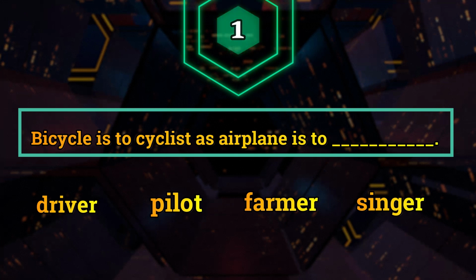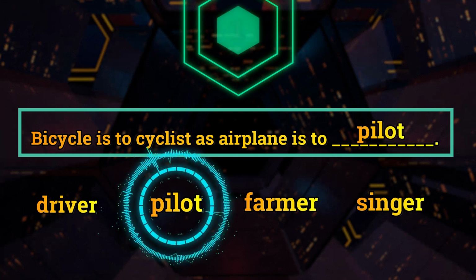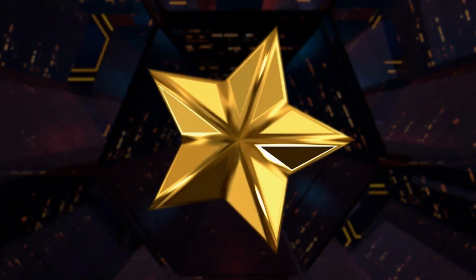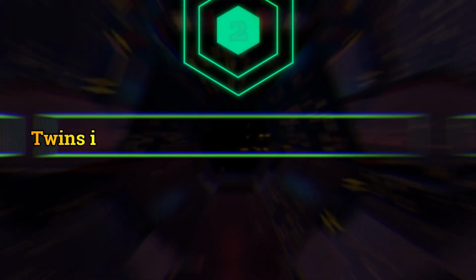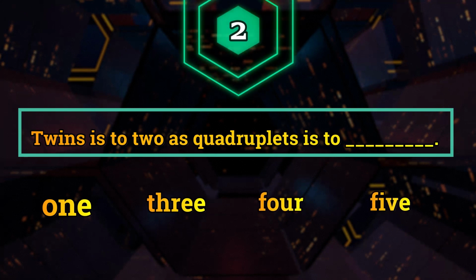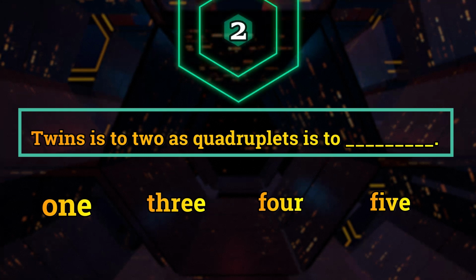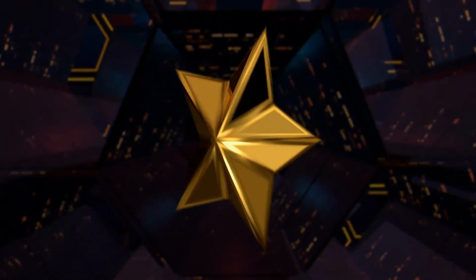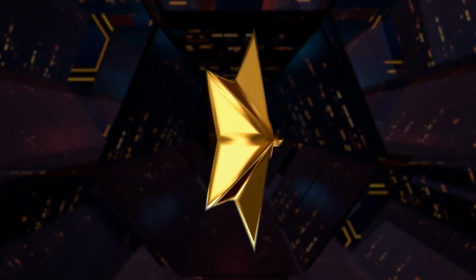The correct answer is pilot. Is your answer correct? Well then, you deserve this star. Next one. Twins is to 2 as quadruplets is to blank. Is it 1, 3, 4, or 5? Your timer starts now. The correct answer is 4. Is your answer correct? If yes, well then you deserve this star.